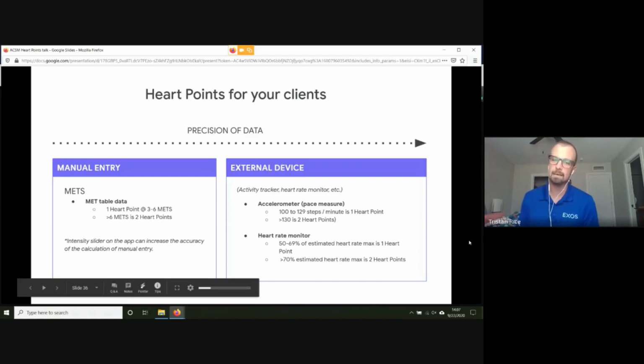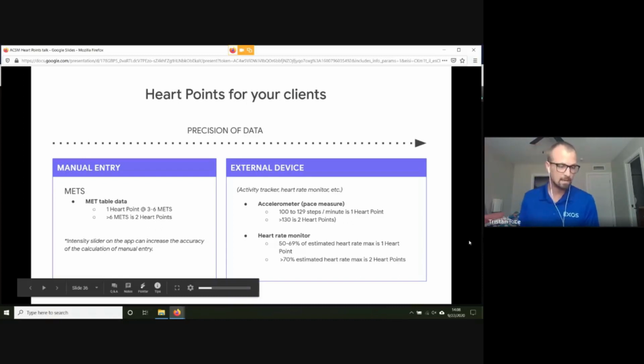And so when we look at steps, how many times your foot contacts the ground, right? If you are at 100 to 129 steps per minute, that would be the equivalent of 1 heart point, whereas greater than 130 steps per minute would get 2 heart points. And then if you look at heart rate, right, 50 to 69% of estimated heart rate max would get you 1 heart point, and greater than 70% of estimated heart rate max would get you 2 heart points.